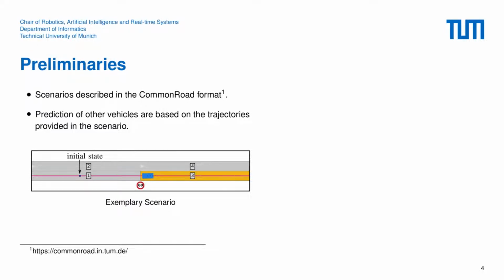All experiments are carried out with scenarios described in the CommonRoad format. The major elements are lanelet network, obstacles, and planning problems. The yellow region in the figure represents the goal region of a planning problem. We construct a local curvilinear coordinate system from the reference path leading from the initial state to the goal region. Prediction of other vehicles over time is based on the trajectories provided in the scenario.